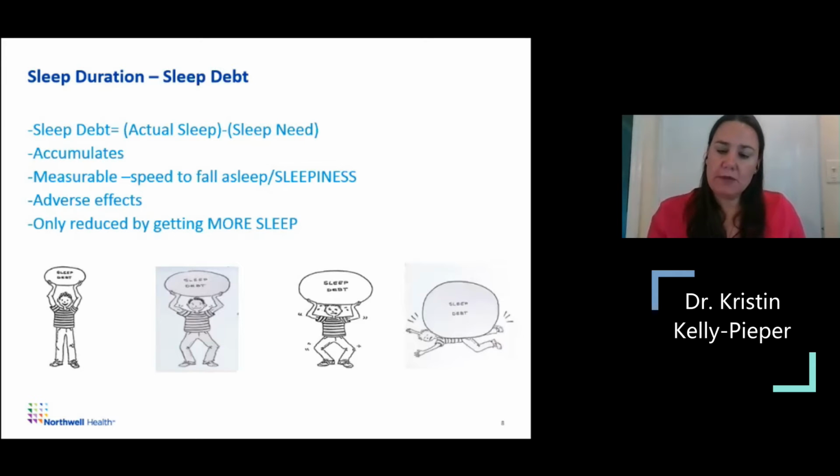If we start restricting people and letting them sleep, say, only 5 hours a night, that first day or two, they may be able to handle some of that acute sleep deprivation. But with time, the longer we go, that sleep debt accumulates until you are unable to stay awake or function as usual. And this is measurable. We can bring you back to the sleep lab. We can put you in bed. We can say, hey, how long will it take you to fall asleep? And we can measure that. And that's what we call sleepiness. Sleepiness is your body's tendency to fall off to sleep. And it has a lot of adverse effects, which we'll talk about in a second. But really the only way to get rid of sleepiness is to sleep more.